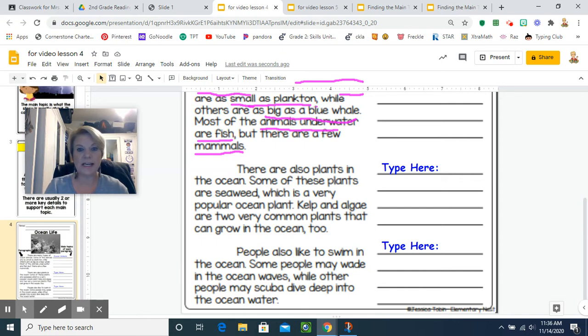Okay, turn to someone and tell them what this paragraph was mostly about.